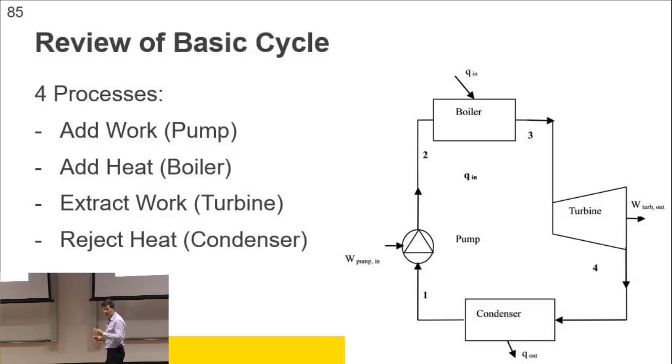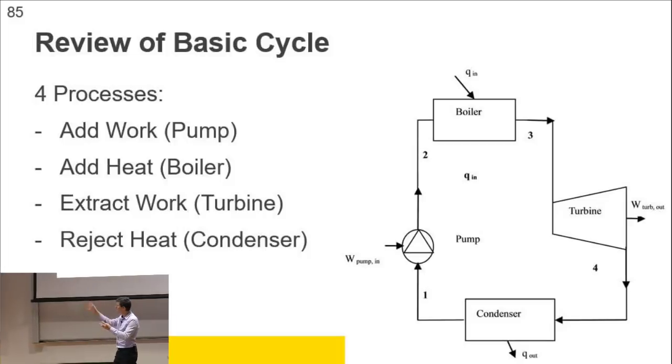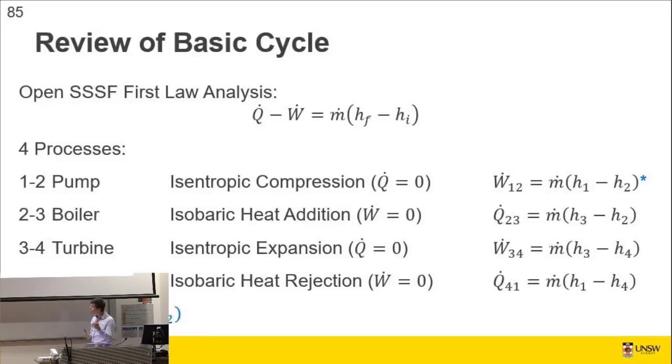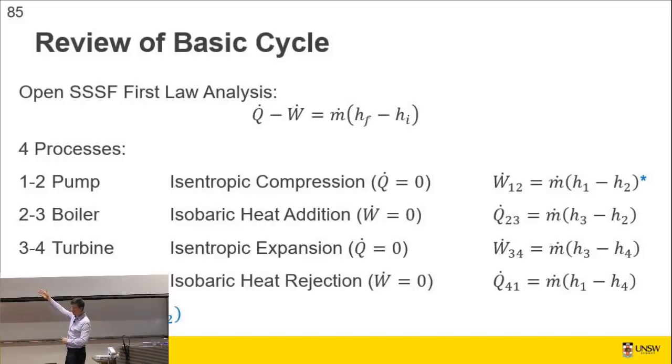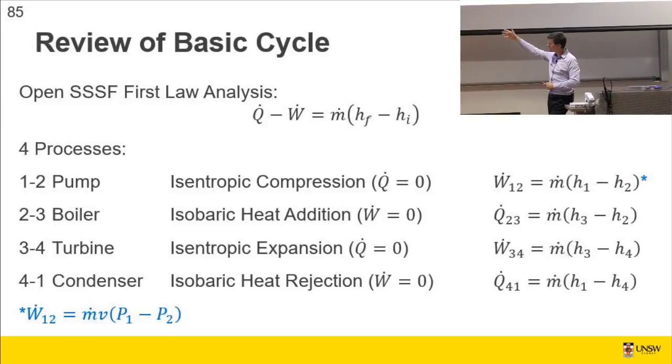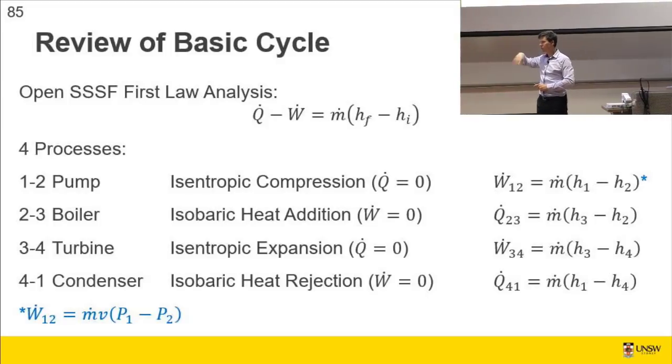If you don't take the heat out, your pump would have to become a compressor and you'd find you'd get no net work from the system. So those are the four components you need to get a basic Rankine cycle working. And we can calculate the work through the basic Rankine cycle. So this is, I'm speaking quickly because it's review work, hopefully. And our four ideal processes would be isentropic compression through the pump, isobaric heat addition through the boiler, isentropic expansion through the turbine, and isobaric heat rejection through the condenser.